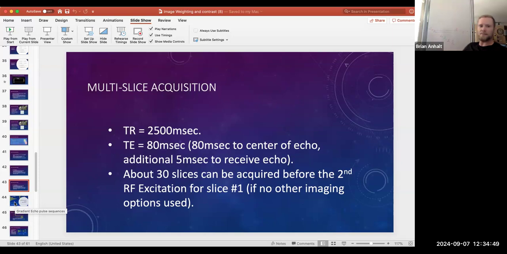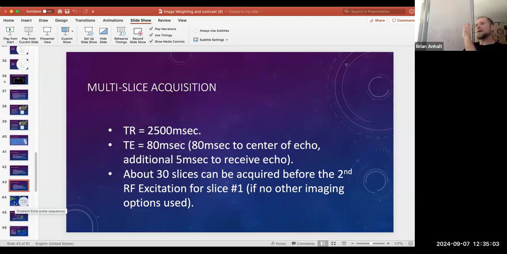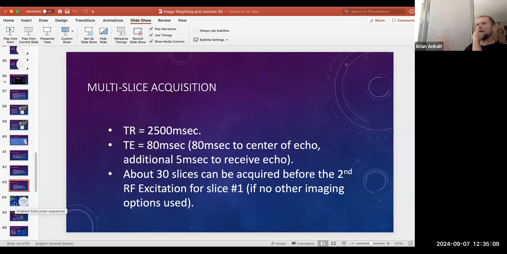That's all that's saying. And because of that one slide where it showed the T2 weighting, is multi-slice acquisition only done with T2, right? No. Multi-slice acquisition is done every single time. It is the way that the engineering of the pulse sequence is set up. It has to happen.